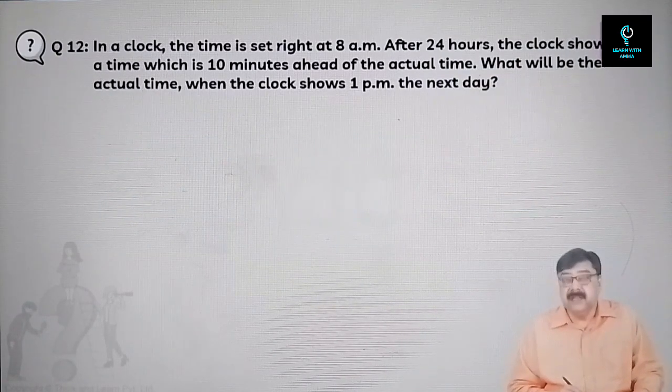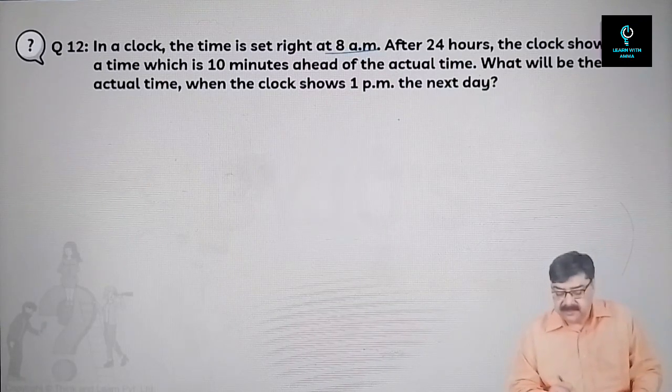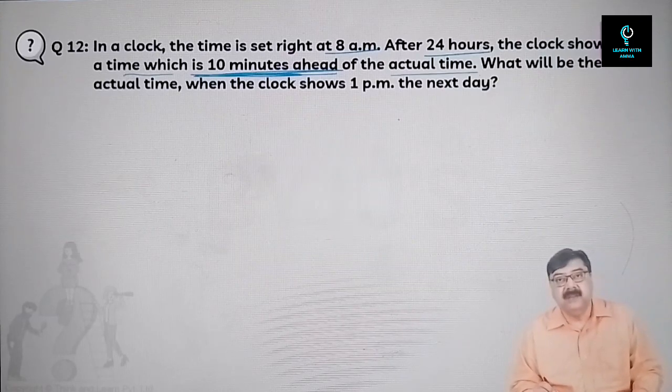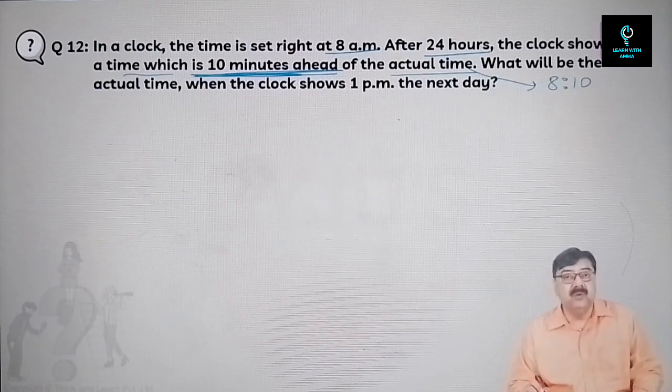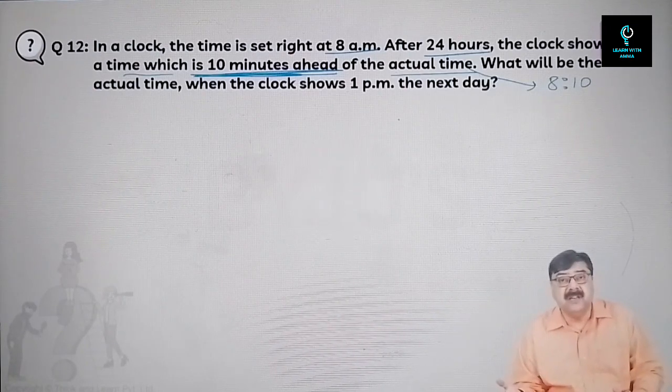Now look at this question. In a clock, the time is set right at 8 a.m. After 24 hours, the clock shows a time which is 10 minutes ahead of the actual time. Means it shows how much? After 24 hours, it should have shown you 8 o'clock. It is showing you 10 minutes past 8.